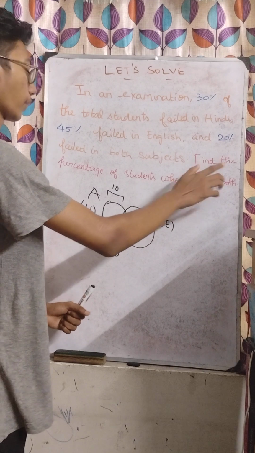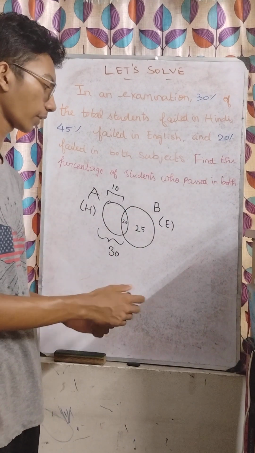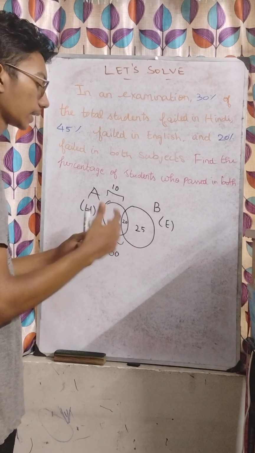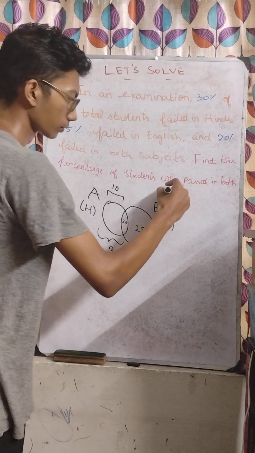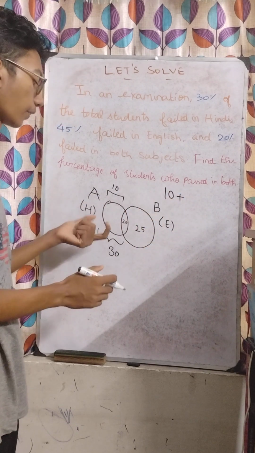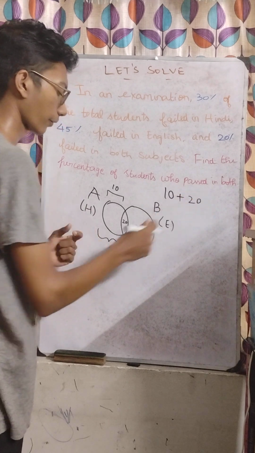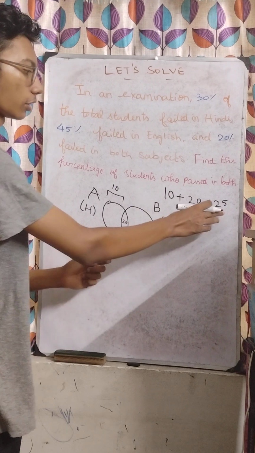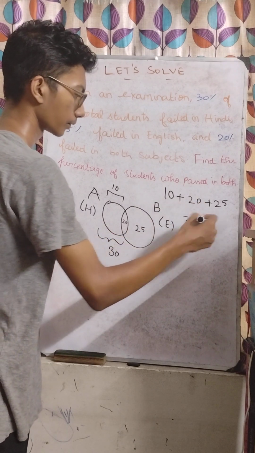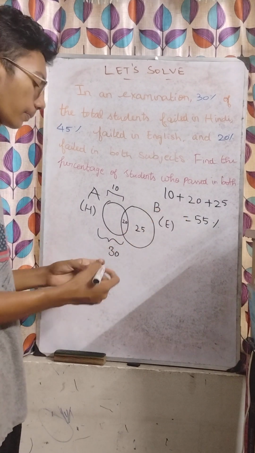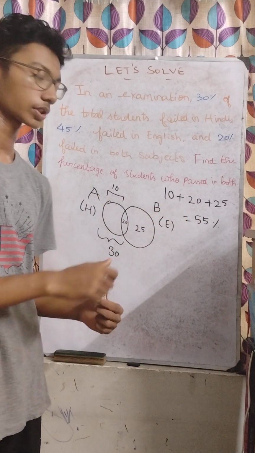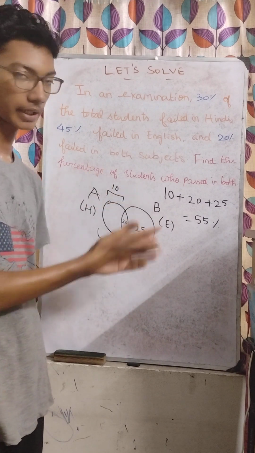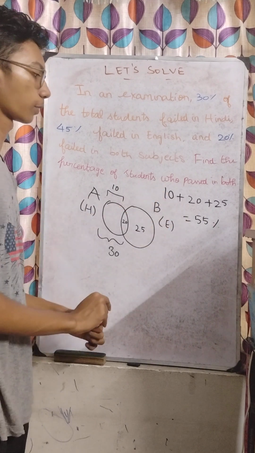Then we need to find the percentage of students who passed in both. First we'll find the number of students who failed in at least one subject. We should add this 10, the number of students who failed only in Hindi, then the number of students who failed in both, then the number of students who failed just in English. If we add all these up, we get 55. Again we are dealing with percentages, so we have 55%. So 55% of the students have failed in at least one subject. They have either failed in Hindi, in English or in both. That's the logic behind this problem.